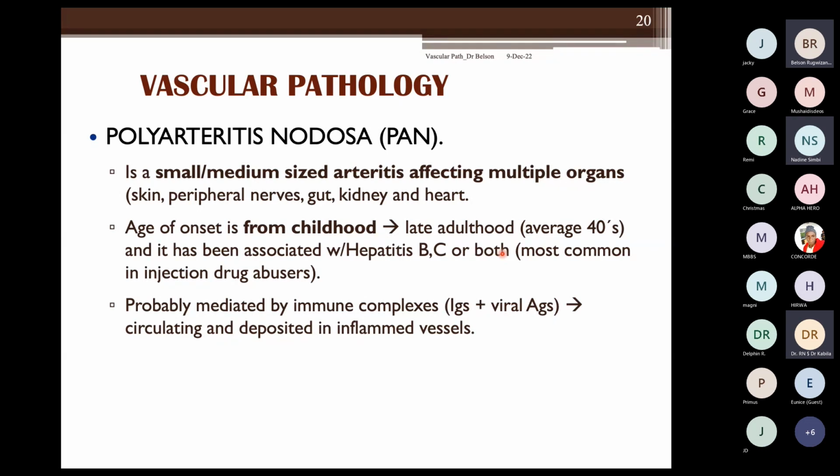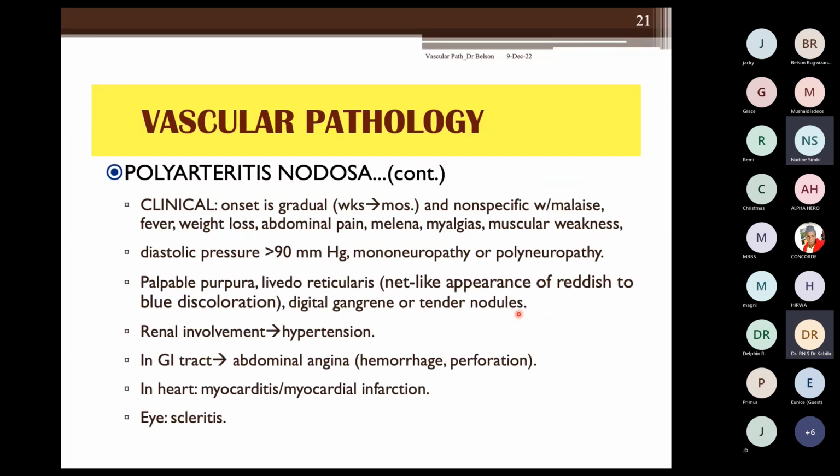So probably immune complexes with antibodies. So here antibodies will be complexed with the viral antigens, and they will be deposited in these inflamed cells. So as I said, it has a gradual onset. It means ibimenyetso yagenda duke twiyongera, and they are listed here.